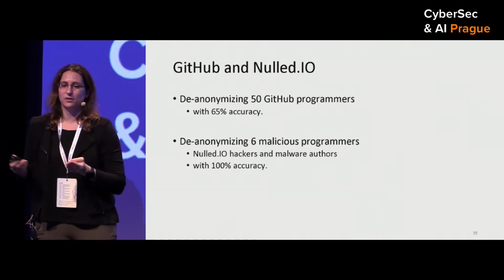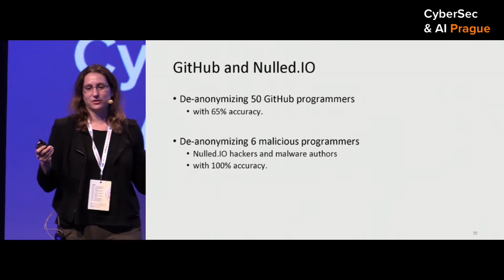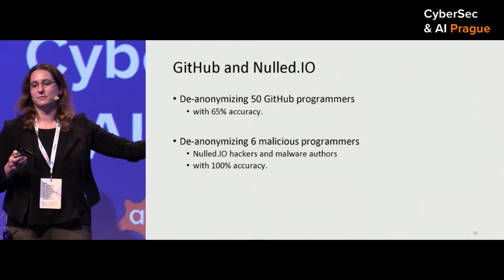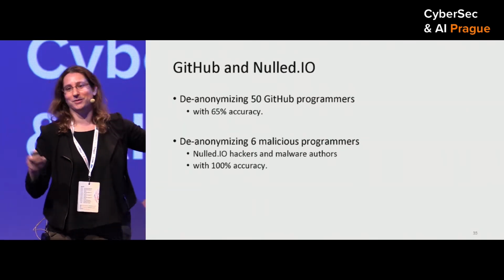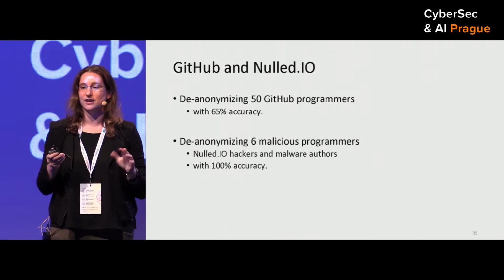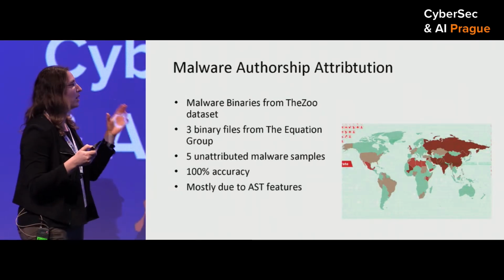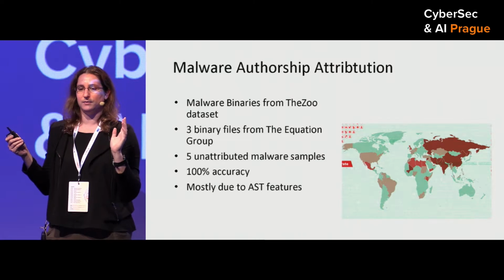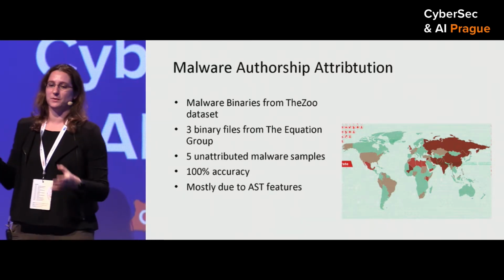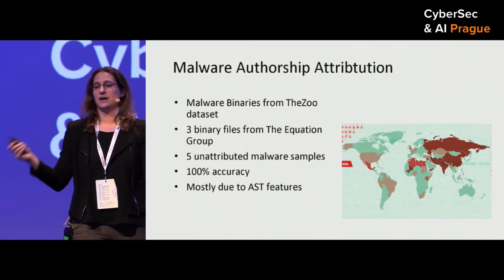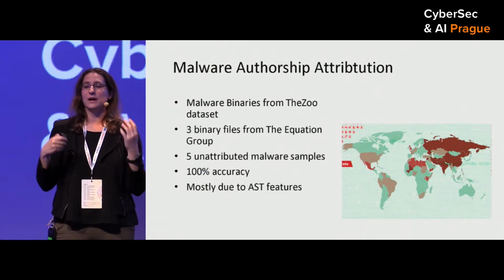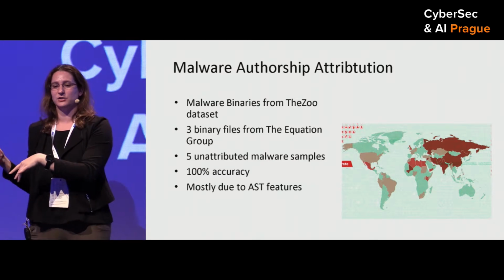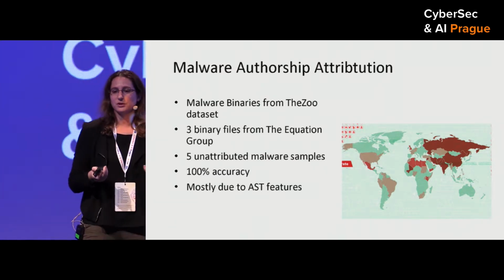So we looked at null.io, and we found like 6 malicious programmers, which is a super small problem, arguably, but we were able to attribute that little small problem with 100% accuracy. So it's something good. And similarly, when we looked at other small problems, where these were malware binaries from the zoo data set, and some binary files from the Equation Group, and we added in like 5 sort of unattributed samples. We were able to correctly attribute the ones that were from the attributed set and the ones from the unattributed set. Again, the AST features were super crucial here.